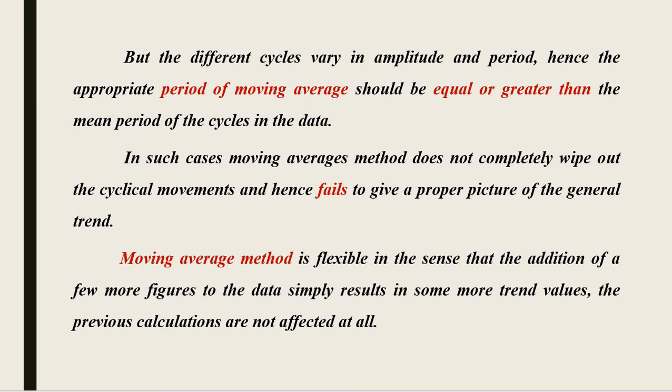But the different cycles vary in amplitudes and period, hence the appropriate period of moving average should be equal or greater than the mean period of the cycles in the data. In such cases, moving averages method does not completely wipe out the cyclical movements and hence fails to give a proper picture of the general trend.